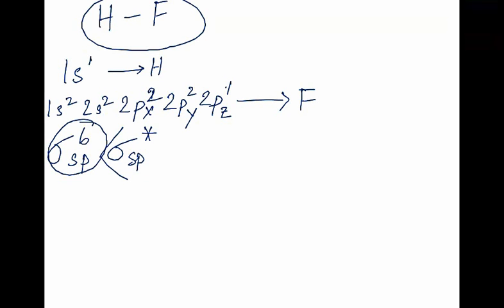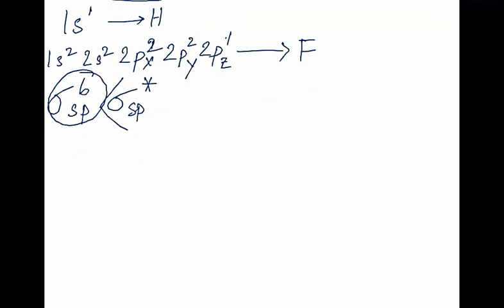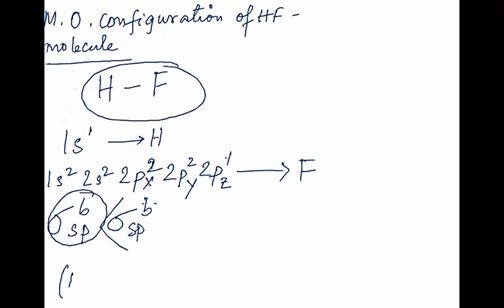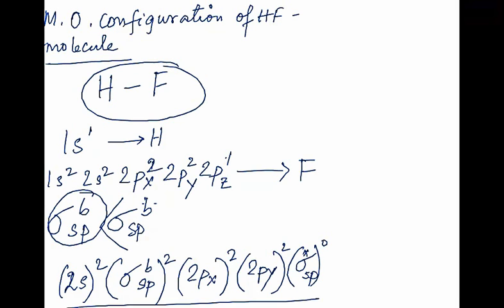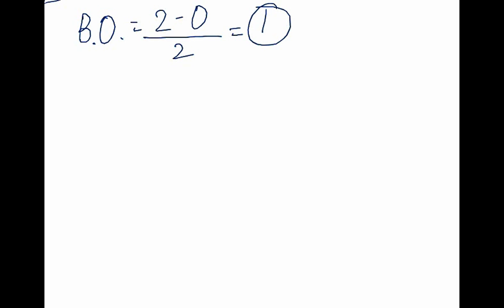So the molecular energy level diagram shows that the molecular orbital configuration of the hydrogen fluoride molecule can be written like this. So if I write the MO configuration, it is 2s2, sigma bonding sp2, 2px2, 2py2, and sigma sp star 0. I am only concentrating on the valence level and not the inner electrons. So here the bond order comes equal to bonding minus anti-bonding electrons divided by 2, which is equal to 1. So the bond order of the hydrogen fluoride molecule is equal to 1.